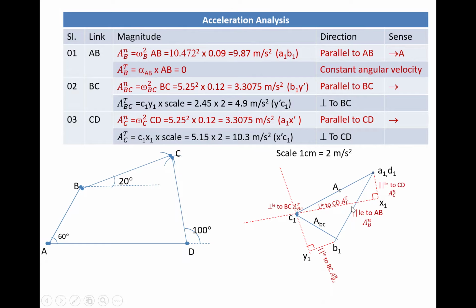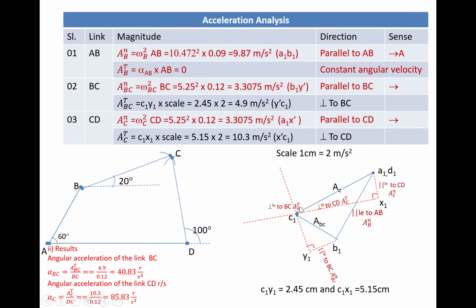Okay. Now, what is defined in our problem statement? We need to determine angular acceleration. Okay, that is, angular accelerations we have to find out. So to get that angular acceleration, first we should know the value of tangential acceleration. So we have tangential acceleration c1y1 for link BC, 2.45 centimeter, that is the distance, multiplied by scale 2. So this value is 4.9 meter per second square. Similarly, we have one more tangential acceleration c1x1, that is 5.15 centimeter, multiplied by scale 2. So it is around 10.3 meter per second square. So in this way, we can calculate the tangential acceleration for CD and the tangential acceleration for BC.